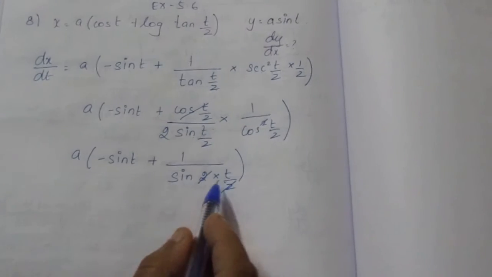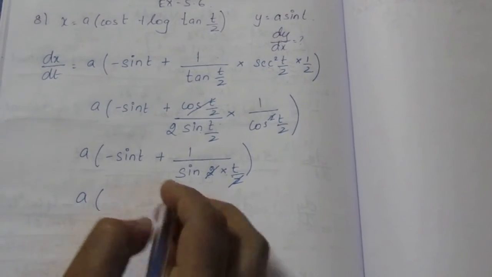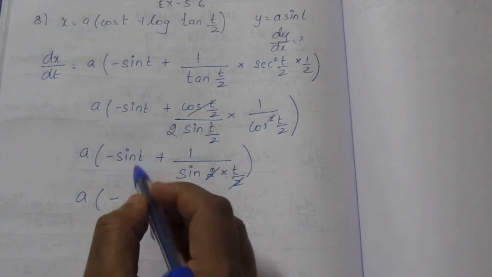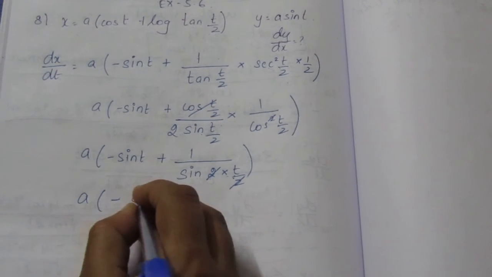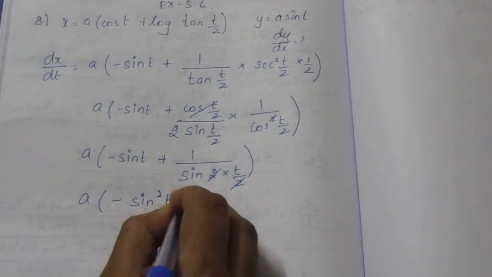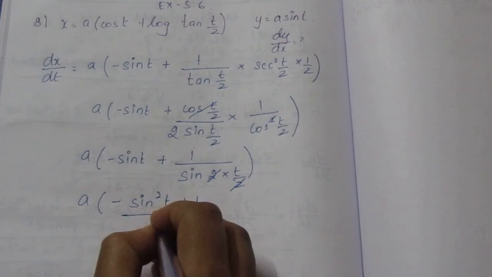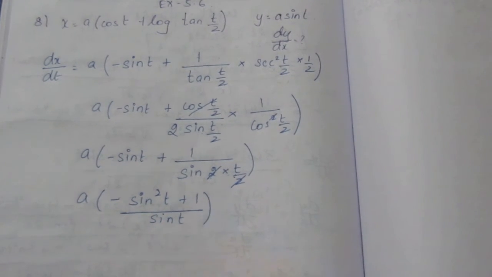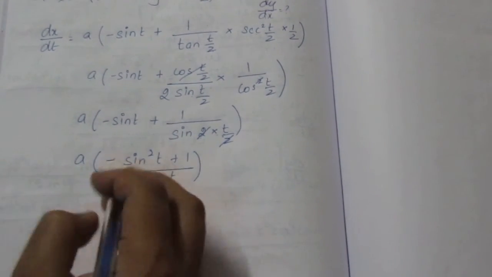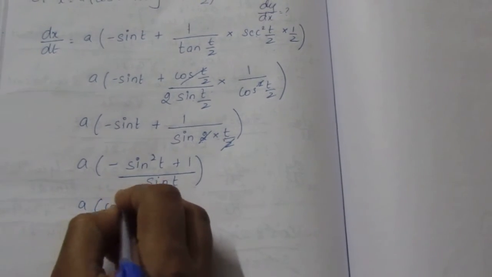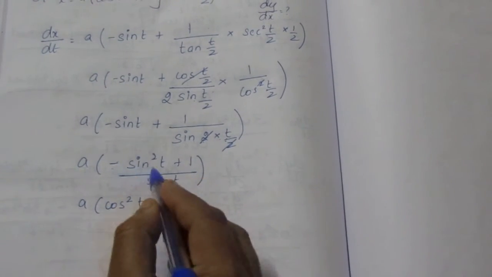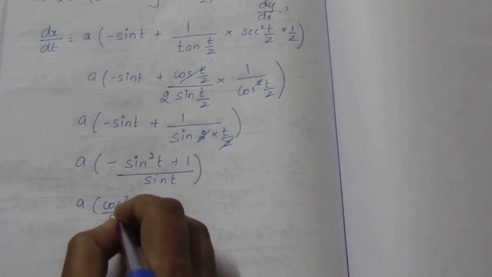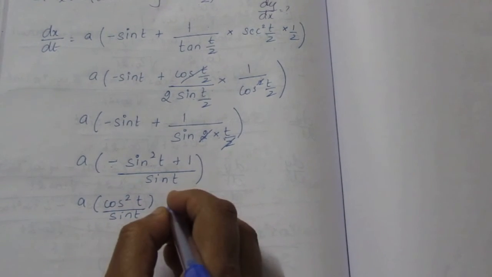Let me take LCM here. If I take LCM, it becomes sin t into sin t, so minus sin square t plus 1, by sin t. Now 1 minus sin square theta is cos square theta. We have learnt in 10th standard, so we can write this to be a cos square t by sin t. 1 minus sin square is cos square. Let this be as it is.